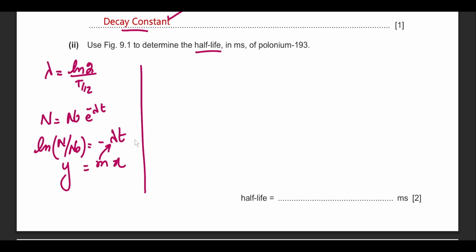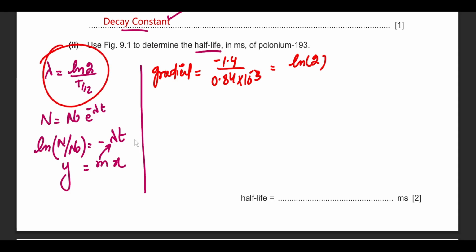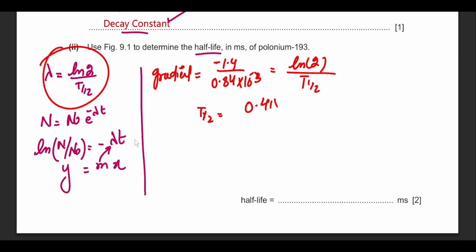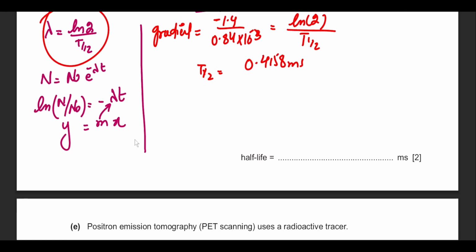First let's calculate the gradient. The gradient is equal to negative 1.4 divided by 0.84 from the graph times 10 to the power minus 3, which is equal to ln of 2, because that's where we get this from, right? Divided by t half. And t half is going to be equal to 0.4158 milliseconds, which will be 0.42. It decays quite quickly. The decay constant is quite low.